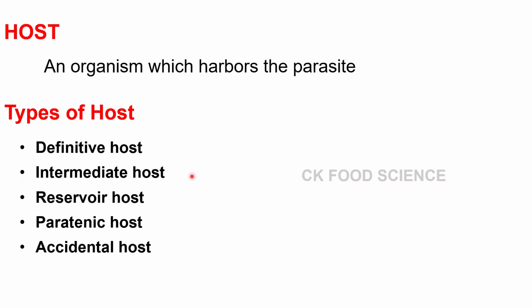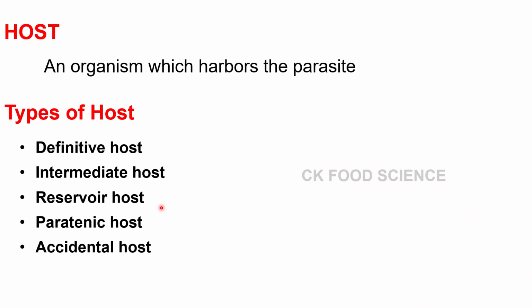Next one, intermediate host. The intermediate host is the host in which the larval stage of the parasite lives or the asexual multiplication takes place. Example, in the malaria parasite life cycle, humans are the intermediate host. Next one, reservoir host. It is a host that harbors the parasite and acts as a source of infection to other hosts. For example, dogs are the reservoir host of hydatid disease.